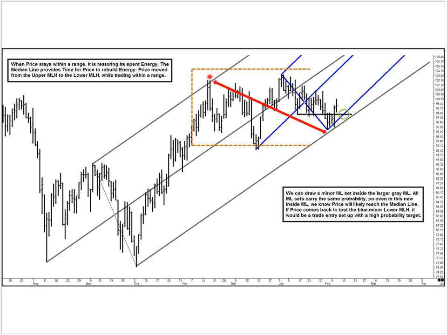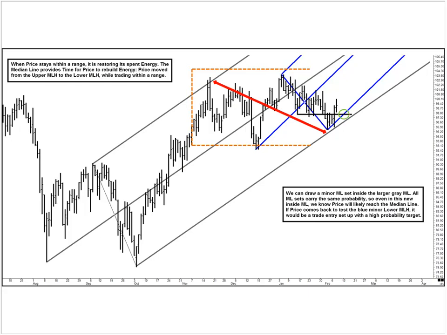Now, what does price do? Nothing. It trades within this nice range. What's it doing? It's restoring its energy. Now you may wonder, is there any place that I can trade here? Sure, there are lots of smaller trades in here that you could frame out. Depending on what's going on, you may or may not be interested in them.